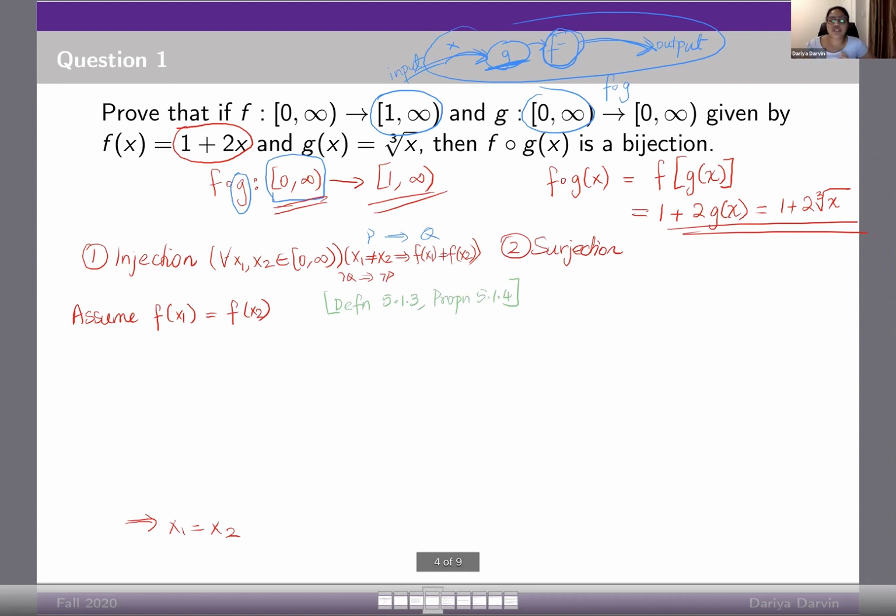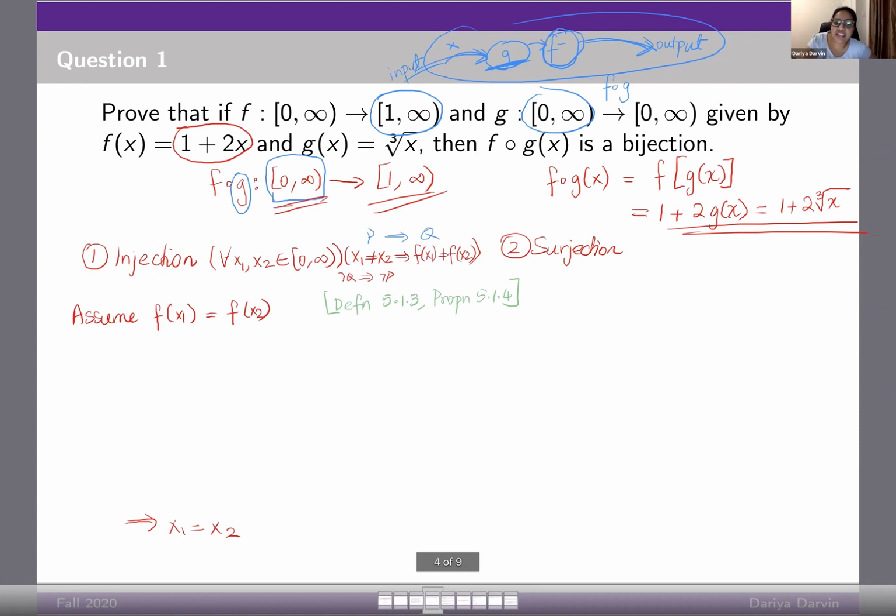So if you want to show something is an injection, instead of doing this contrapositive proof, which I'm going to show in a second, the other alternative is to show that this is a strictly monotone function, and then say, since it's strictly monotone, by proposition 5.1.4, this is an injective function.